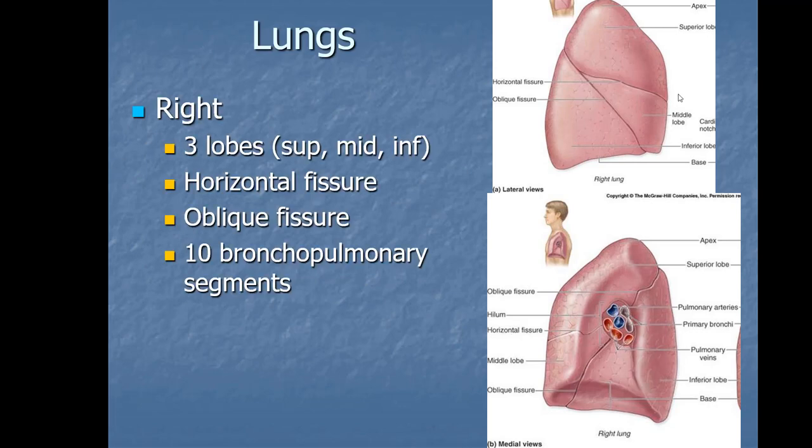The right lung, 3 lobes. So not only do you have the oblique fissure, but you also have a horizontal fissure that runs across like this. So it gives us 3 lobes. 10 bronchopulmonary segments in the right lung, and obviously no cardiac impression or cardiac notch. Everything else, with the exception of the size and the lobes, is pretty consistent.